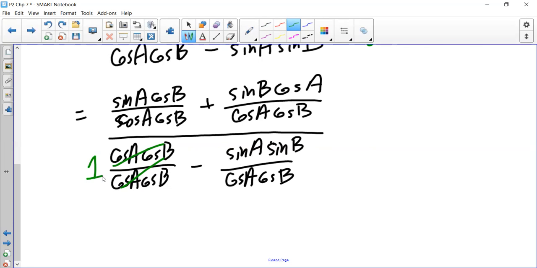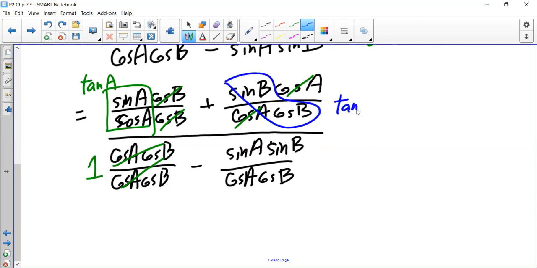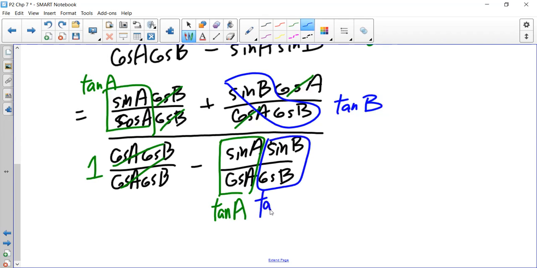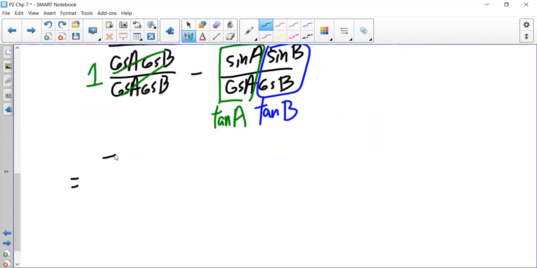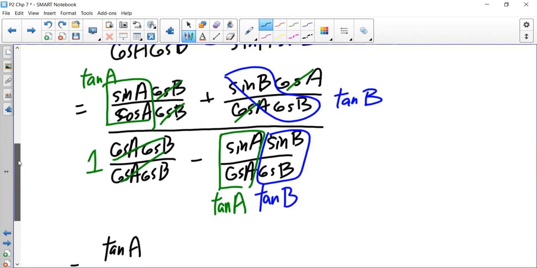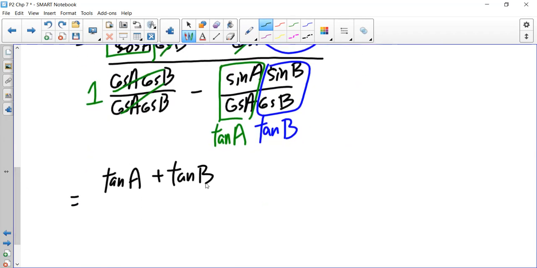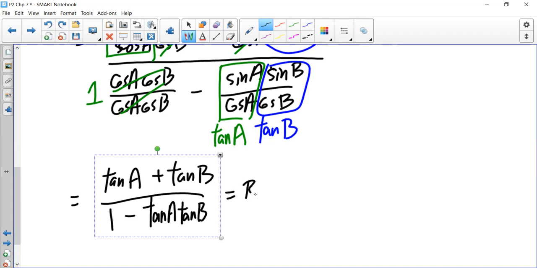Top left, cos B cancels out. Sin A over cos A will be tan A. Second term, top right, cos A cancels out, but sin B over cos B will make it tan B. Bottom right, sin A over cos A, tan A; sin B over cos B, tan B. So our next step is the final answer: top left, tan A, top right, tan B, bottom left, 1, bottom right, tan A tan B. You finish it off with equals the right-hand side.